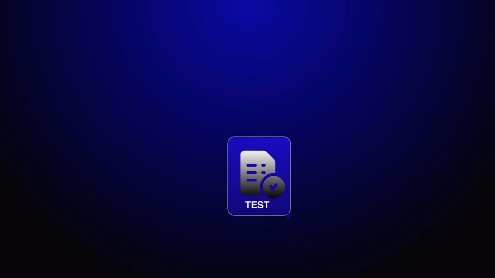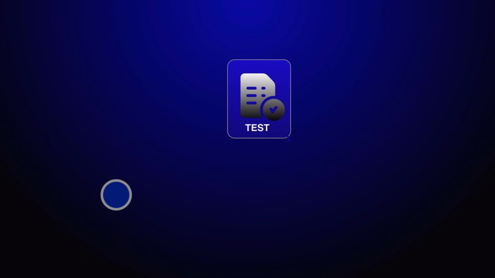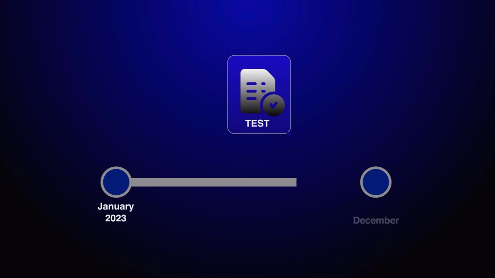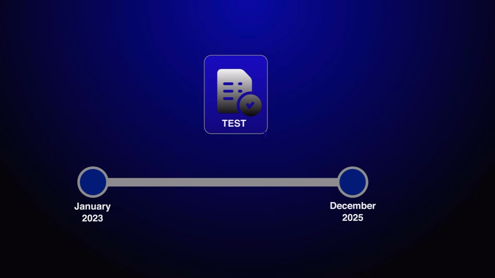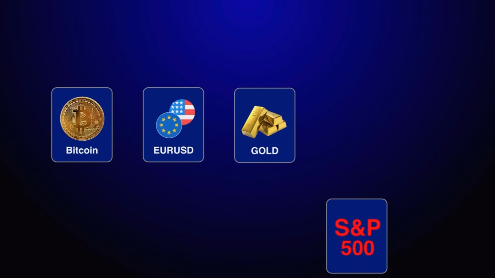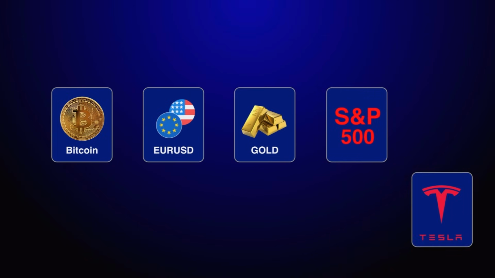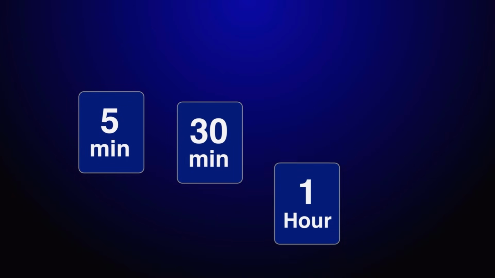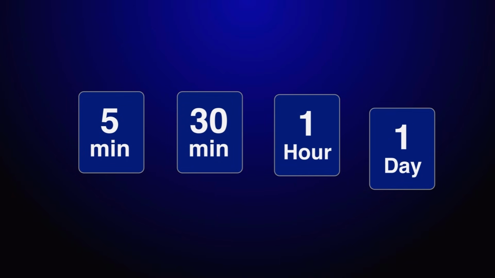Now let's talk about the test itself. We are testing a full 3-year period from January 2023 to December 2025. The assets are the same 5 I use consistently: Bitcoin, Euro USD, Gold, the S&P 500 and one stock, in this case Tesla. And we'll test 4 different time frames to cover multiple trading styles from scalping to swing trading.